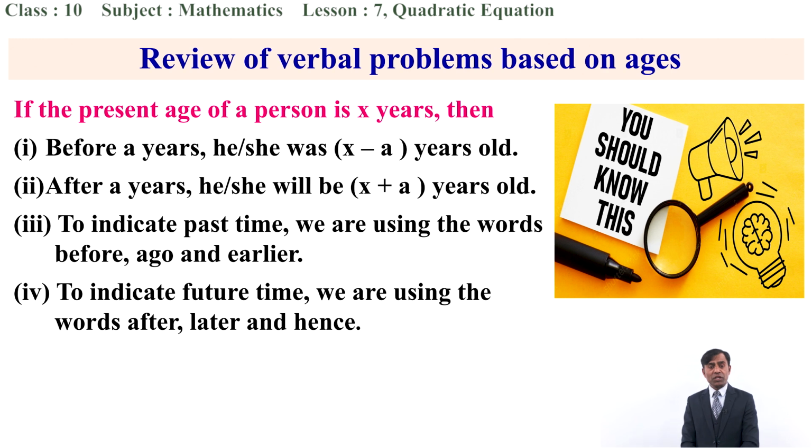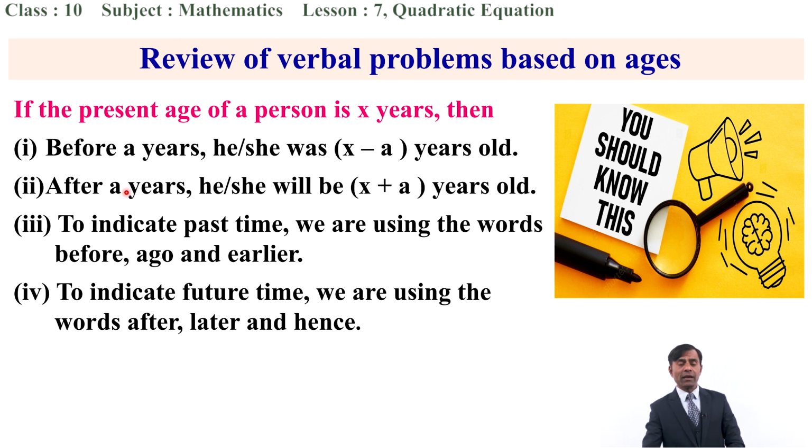Let's see the review of verbal problems based on age. We have to know some useful relations so that we can solve the problem easily. If the present age of a person is X years, then A years ago, what was the age of that person? Before indicates past time, so the age A years ago was X minus A: present age minus the time.